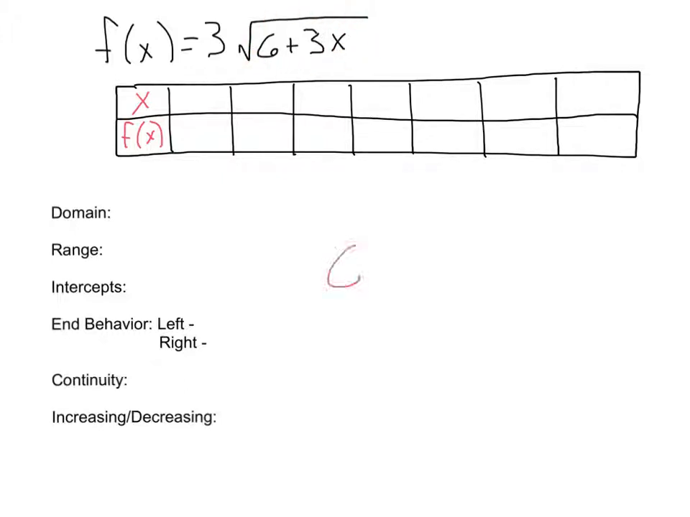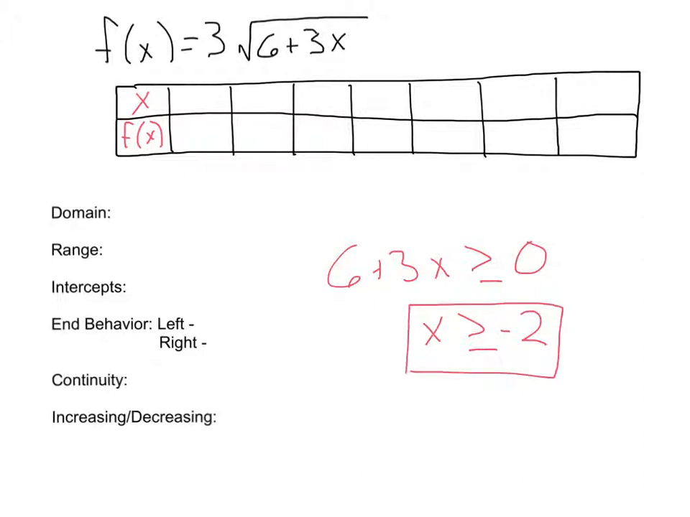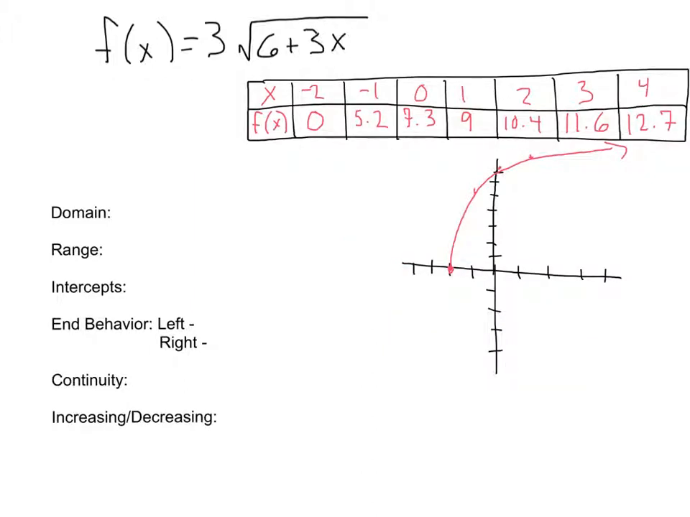So I can set up 6 plus 3x is greater than or equal to 0. If I subtract 6 and divide by 3, I'm going to get x is greater than or equal to negative 2. And this negative 2 is where I'm going to start my x values to pick points, because anything less than that is not included in the graph. So I'll go ahead and choose negative 2, negative 1, 0, 1, 2, 3, and 4. I went ahead and plotted our points and graphed our function.